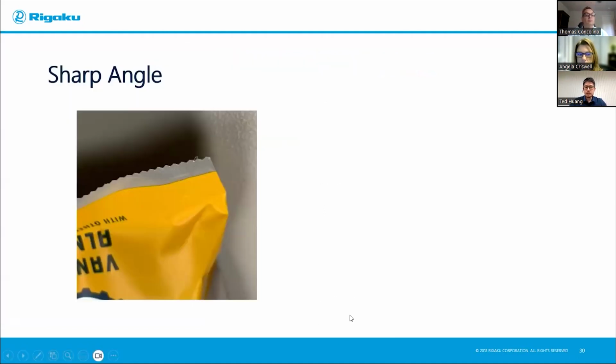Now, the first, sharp angle. Why is a sharp angle a structural weak point? Here is a picture of the packaging of a protein bar. This is what I eat every time before going to the gym. On the packaging of any snack, you often notice these kinds of jagged edges, right? You probably immediately know that if you want to open it, you tear it open from there. And why exactly is that?